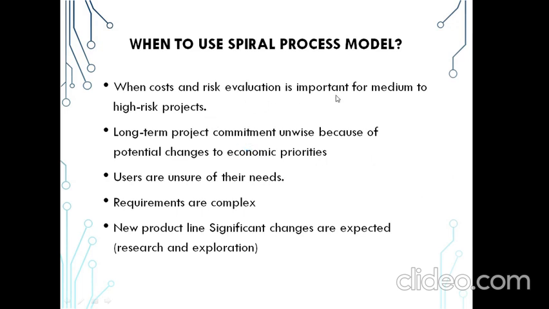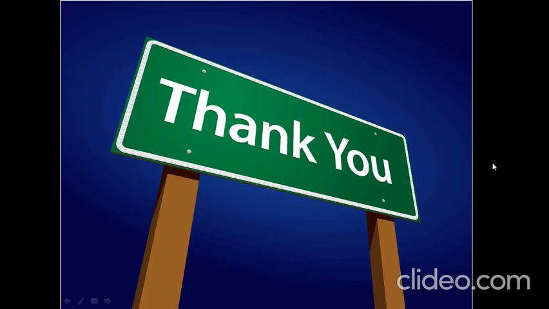And when to use the spiral process model? When cost and risk evaluation is important, for medium to high risk projects, then we can use this spiral process model. And for long term project commitments, and when users are unsure of their needs, we can use this one to release a number of prototypes. And when requirements are complex or tedious, then the spiral process model is advisable. And when significant changes are expected for a new product line, like in research and exploration.